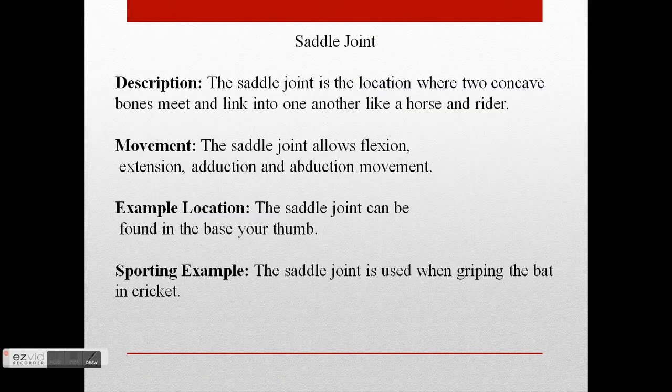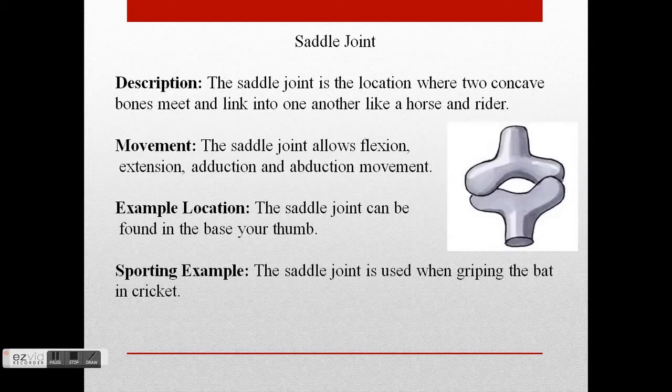The saddle joint is the location where two concave bones meet and link into one another like a horse and rider. The saddle joint allows flexion, extension, abduction, adduction movement. The saddle joint can be found in the base of your thumb. The saddle joint is used when gripping the bat in cricket.